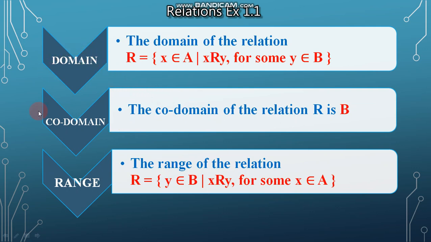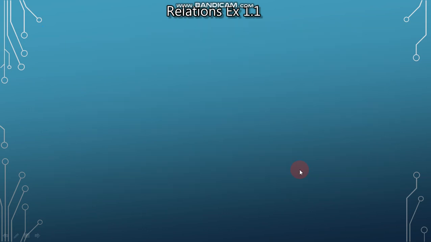Here the domain, codomain and range of the relation can be defined as follows. First, the domain of R is equal to x belongs to A such that x is related to y for some y belongs to B. So the domain is nothing but the elements in the first set that have some relationship with the second set. And the codomain is nothing but the second set B. Range of R is equal to y belongs to B such that x is related to y for some x belongs to A. So the range is nothing but the mapped elements in the set B.